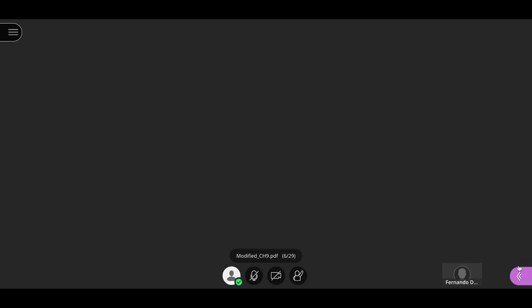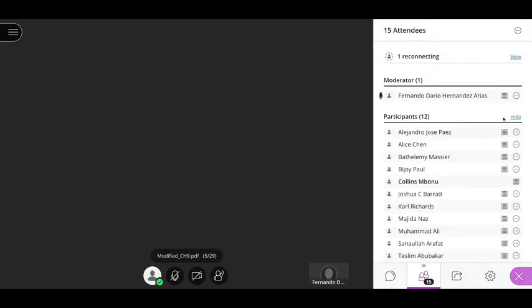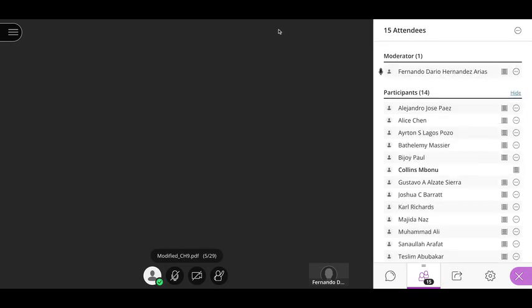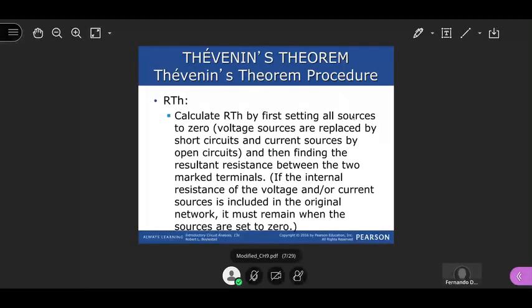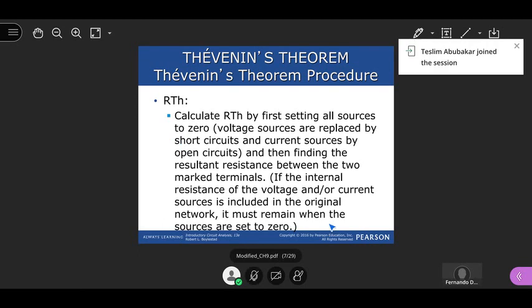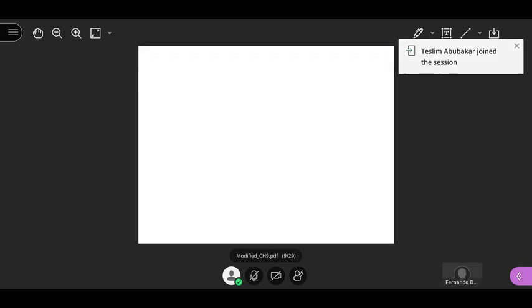After you do that, now you have to calculate what? You have to calculate the ETH, the voltage of Thevenin, and RTH, or resistance of Thevenin. That's the main goal, calculate ETH and RTH, right? So this is just a step. I'm going to explain the step to you here, as you go through the steps. To find RTH, first you set all the sources to 0. I will go through this on the example itself, right?